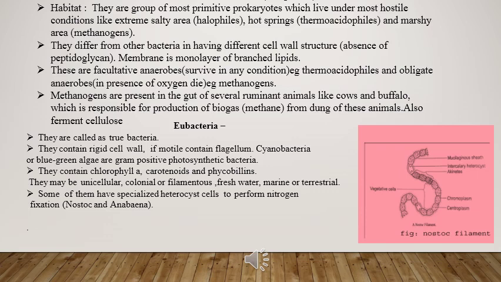These are unicellular, colonial, or filamentous, and can survive in any condition, having habitats of different nature. For example, they can survive in fresh water, in marine water, and on terrestrial land. But a very important feature of these bacteria is a specialized cell known as the heterocyst. These cells help in nitrogen fixation, as you have studied earlier.